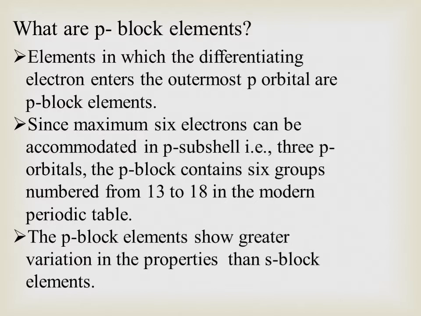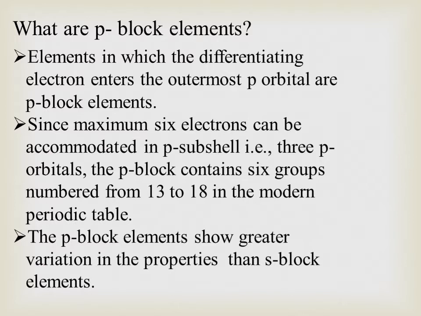Students, while studying the modern periodic table, we have already come to know that S block elements can accommodate only 2 electrons, whereas D block elements can accommodate 10 electrons. P block elements will accommodate 6 electrons and F block elements can accommodate 14 electrons. So over here the P block element will accommodate 6 electrons in its outermost P subshell. The P block element contains a total of 6 groups: group 13, 14, 15, 16, 17 and 18.